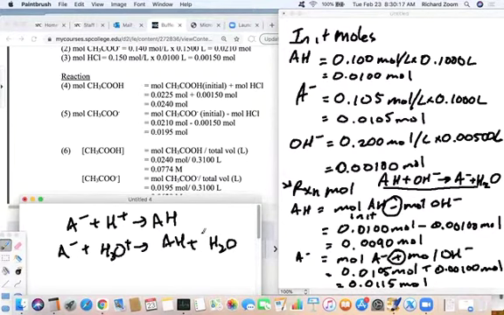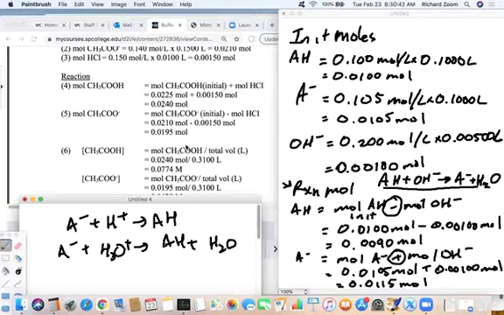But the point is, you can see that the A minus is going to go down, which is why it's minus here. But the AH is going to go up. That's why it's plus here. It's the opposite of what happened when we added the sodium hydroxide to the buffer solution. Does anybody have any questions? Because that's really the most important part.